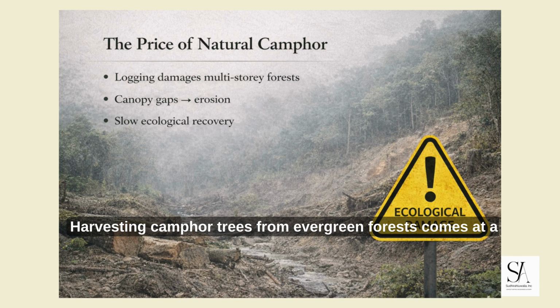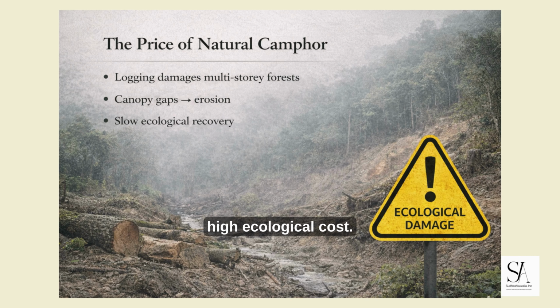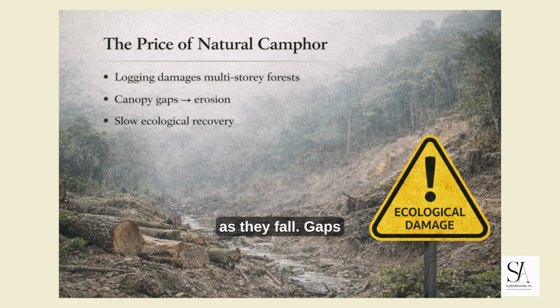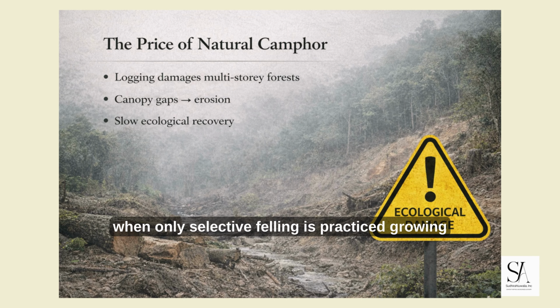Harvesting camphor trees from evergreen forests comes at a high ecological cost. When large trees are felled, they damage multiple layers of forest vegetation as they fall. Gaps created in the forest canopy expose soil to erosion, particularly in regions with heavy rainfall. In such ecosystems, recovery is slow, sometimes taking decades, even when only selective felling is practiced.